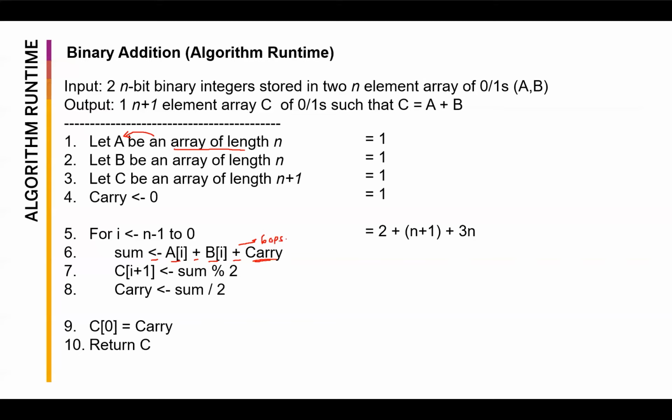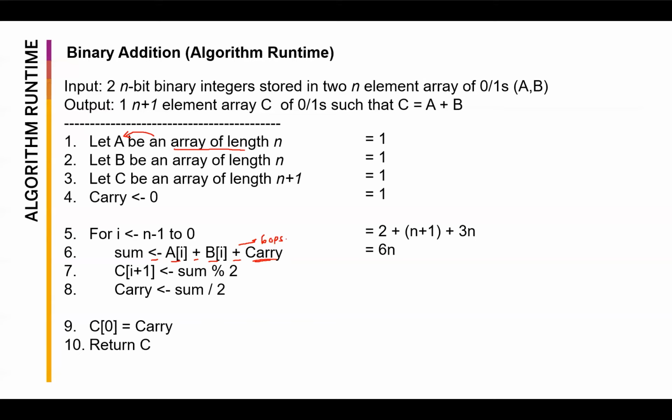Okay. So since we have 6 operations, but it is inside the for loop, which allows us to scan through all of the elements, that means you will do the 6 operations n times. So the number of operations here would be 6n. Okay. Is that clear? Yes. Okay.